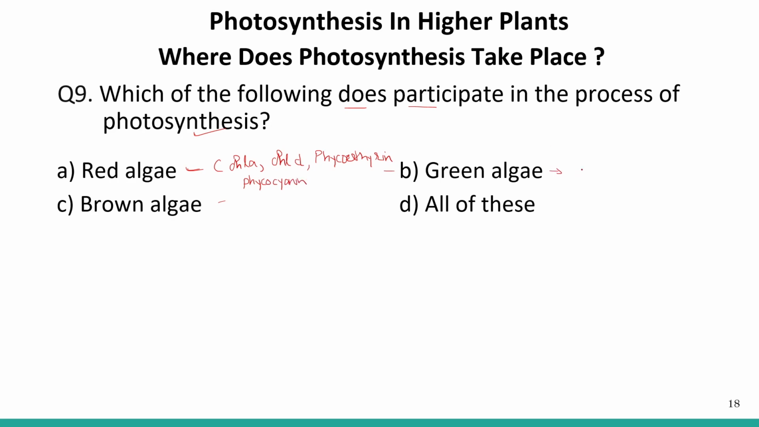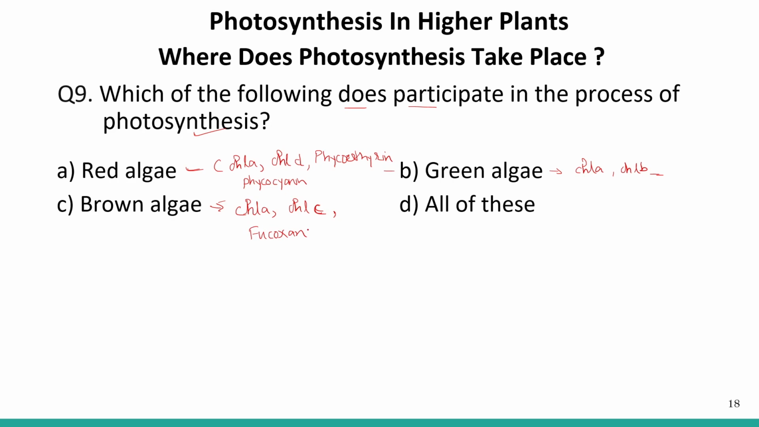Green algae mostly contain chlorophyll A. Chlorophyll B is also present, and some accessory pigments are also present. Then brown algae contain chlorophyll A, and then they contain chlorophyll C also. And since it is brown algae, it consists of one more specialized pigment known as fucoxanthin.